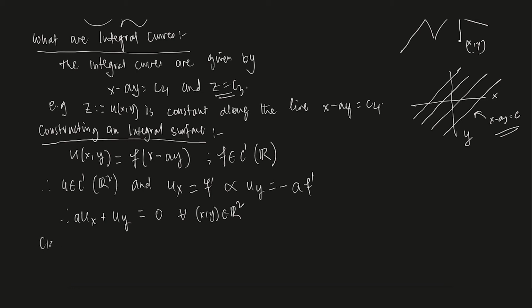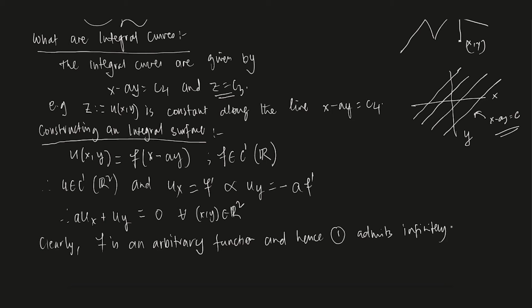So clearly f is an arbitrary function, and hence one admits infinitely many solutions. And that is expected. So how did we find the surface? We looked at the surface like this: the surface S which we are looking for should look like a constant along these lines.